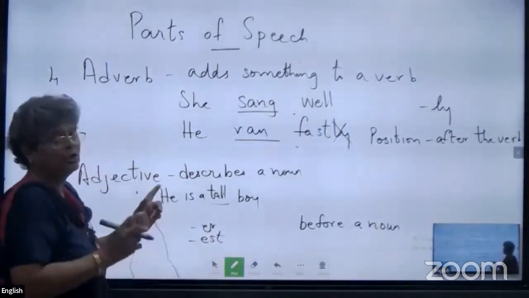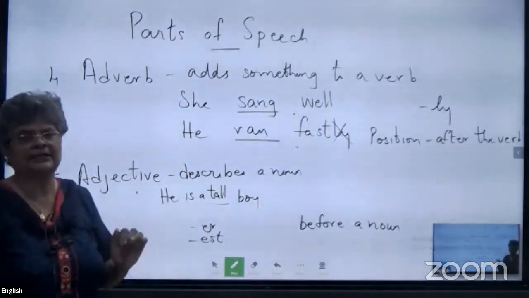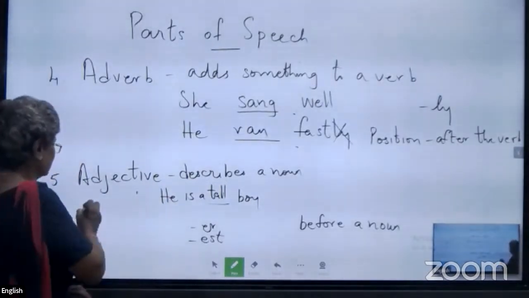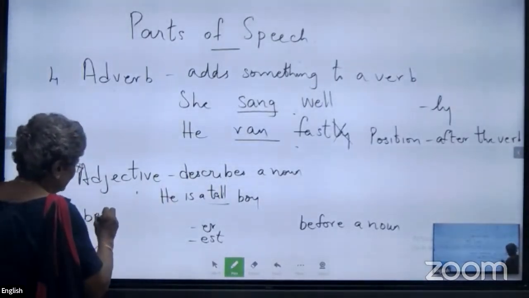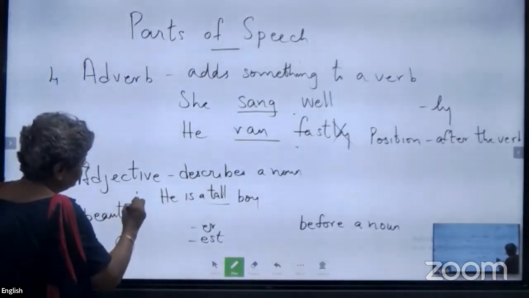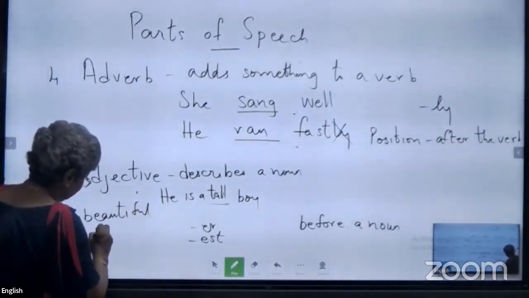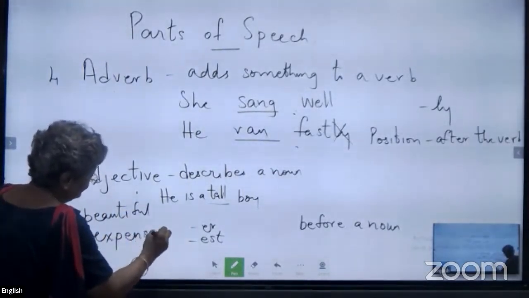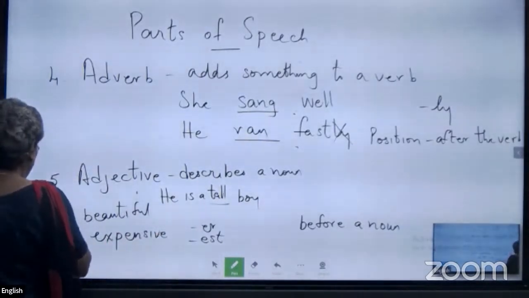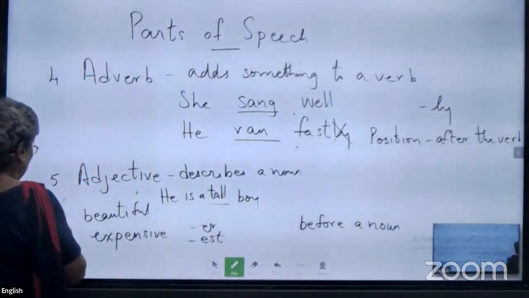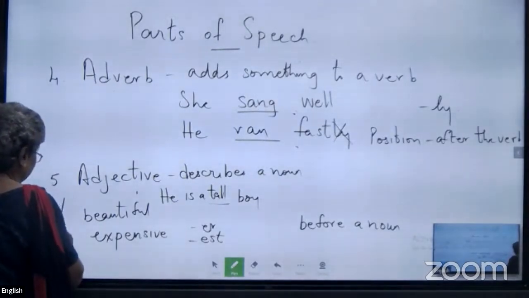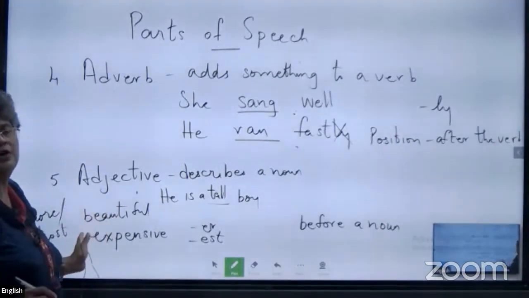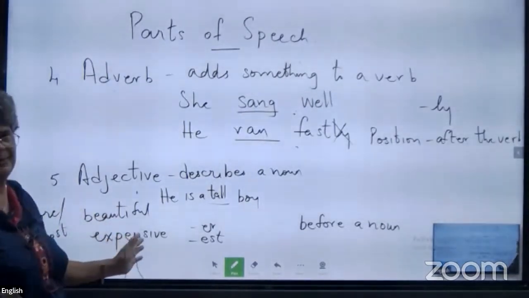And usually takes up E-R, E-S-T. Tall, taller, tallest. Thin, thinner, thinnest. Short, shorter, shortest. In some cases like beautiful, expensive, you use the word more or most. More beautiful, most beautiful. More expensive, most expensive.